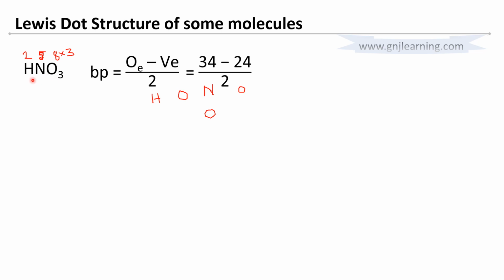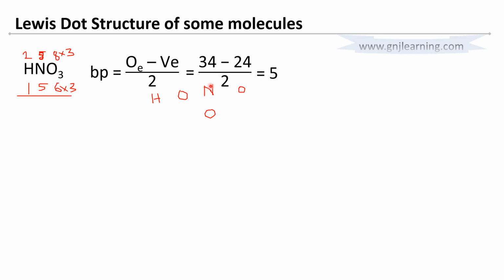So all three atoms require 8, that is 32, and hydrogen requires 2. So 32 plus 2, 34. And in the case of the available electrons, I will write at the bottom. So like this. It has 1 available, this has 5 available, and this has 6 into 3 available. So if you add them up, you will get 24. So how many bond pairs will be there?